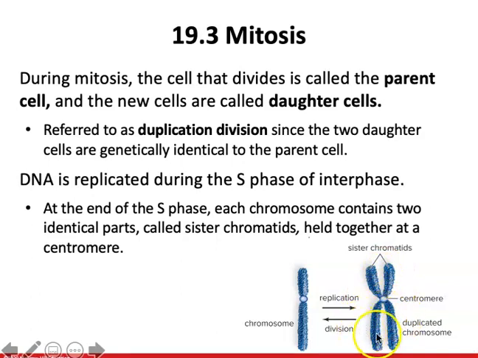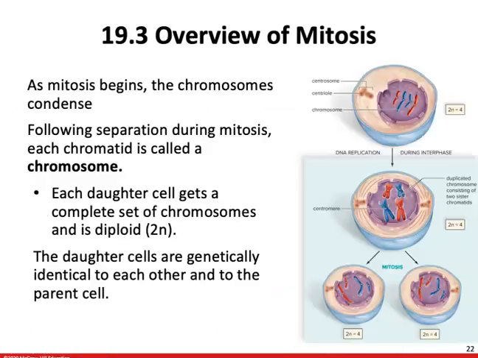Eventually, these two sister chromatids are going to divide, but during this replication process, when this single chromosome replicates, we have two completely genetically identical sister chromatids. When they divide, we will have two completely separate but genetically identical daughter chromosomes.